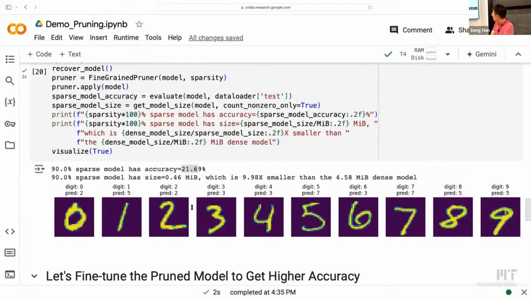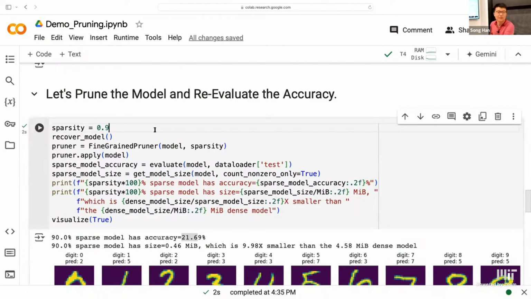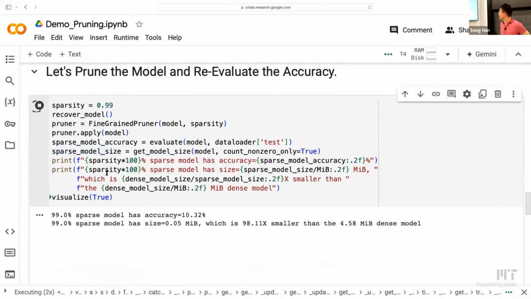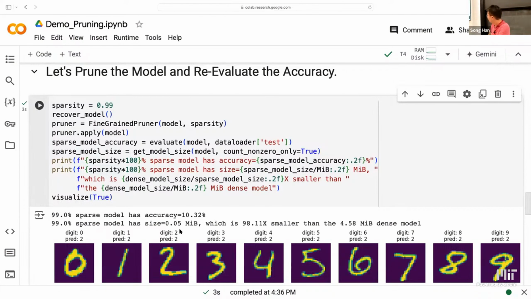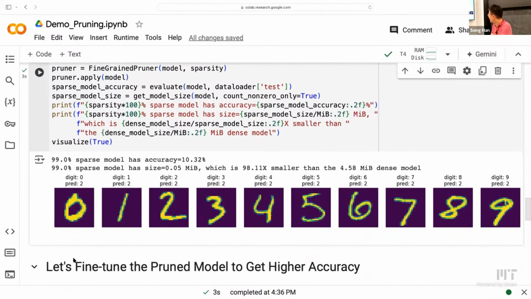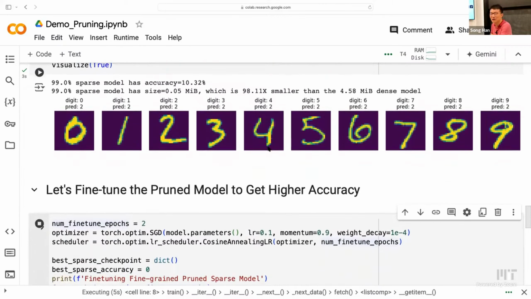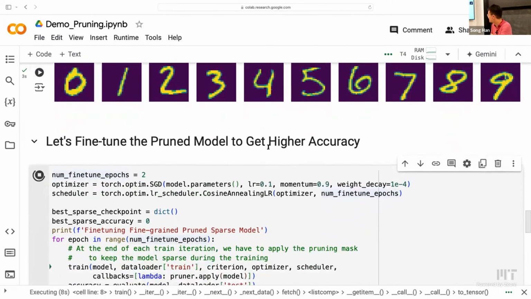How about we do something more aggressive? Can someone tell me a number you want to try? 99%. Okay, 99%, only 1% of the parameters is left. It's very aggressive. All right, 10%. That's a random guess, right? You have 10 digits and 10% accuracy, so that's basically a random guess. Everything is predicted as 2 after pruning away 99% of the parameters.